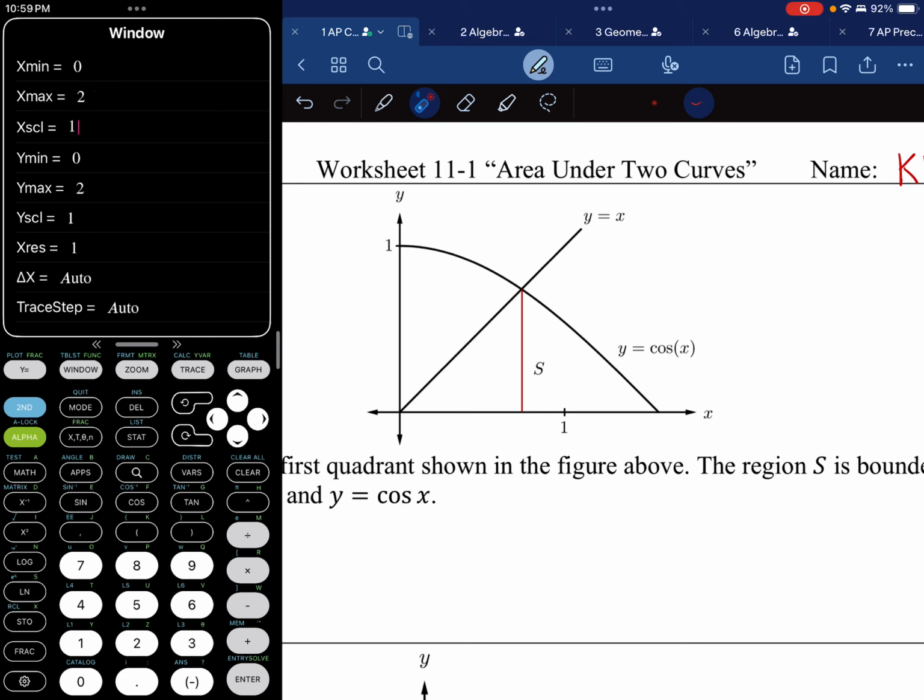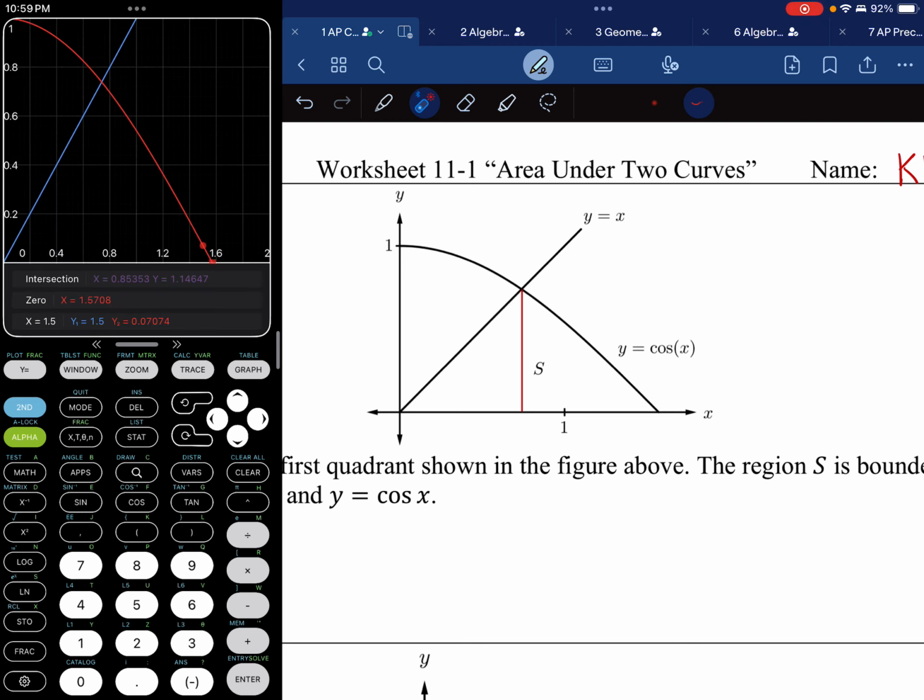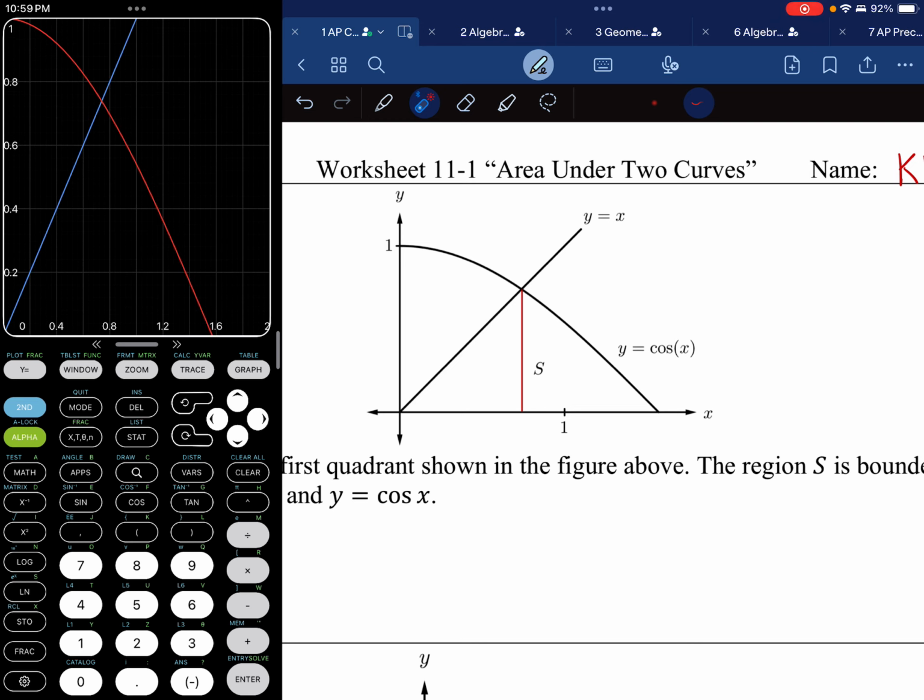And then my y minimum goes from about 0 to about 1-ish. So I can just come down here and put 1-ish and then hit graph. And I get this graph that looks kind of similar. Let's go ahead and clear out of all of these things.